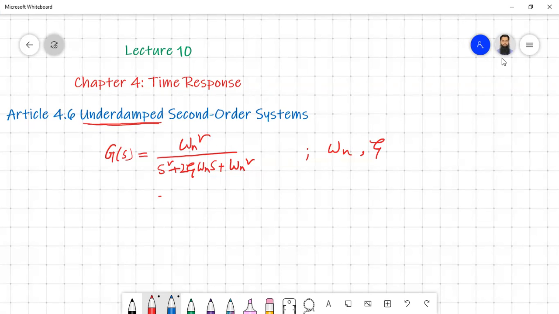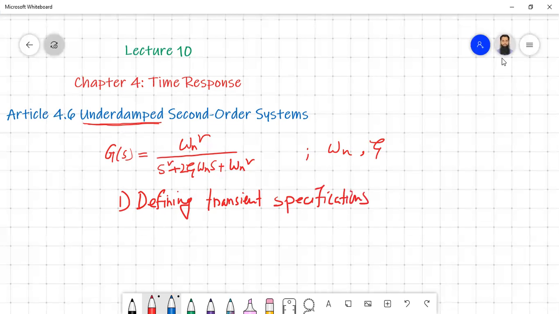Our first objective is defining the transient specifications associated with the underdamped response. So this is objective one, defining transient specifications for the underdamped scenario.